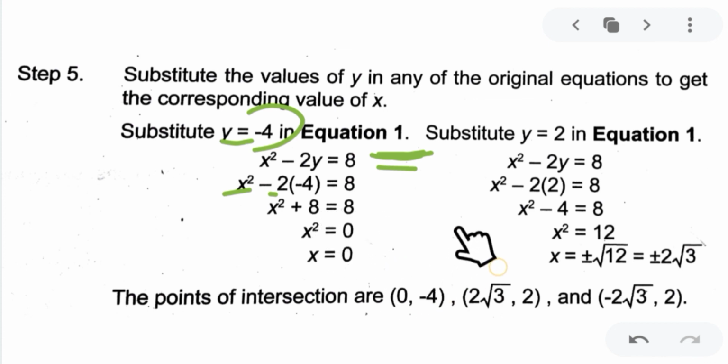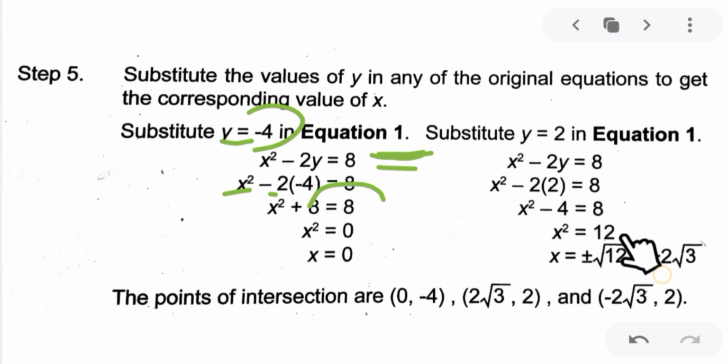Then transpose this one, 8 minus 8, that is 0. Therefore, x squared equals 0, and the square root of 0 is 0. Then, substituting y equals 2 in equation 1, we have x squared minus 2y equals 8. X squared minus 2 times the value of y, which is 2, equals 8. X squared, negative 2 times 2 is negative 4, equals 8. Then x squared equals 12.